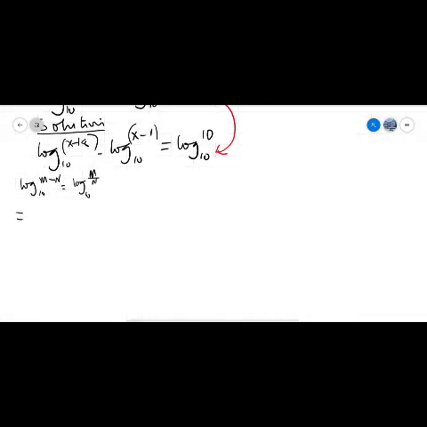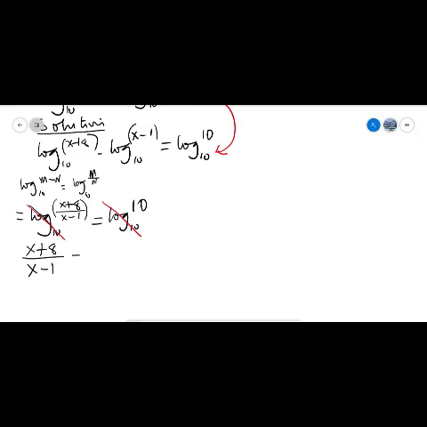this is going to be log (x plus 8) over (x minus 1) base 10 equals log 10 base 10. Now, if we equate terms, we know that log 10 will cancel out log 10. So this is going to have x plus 8 over x minus 1 giving us 10.